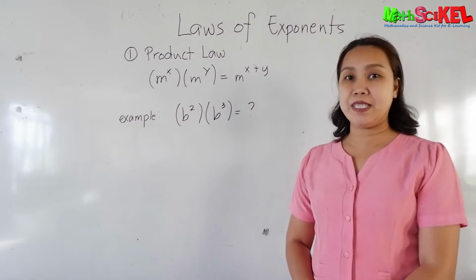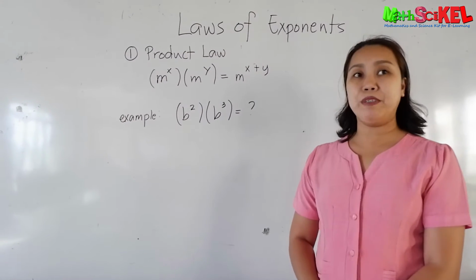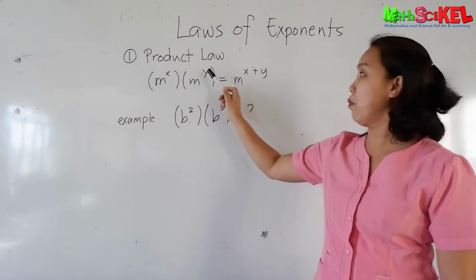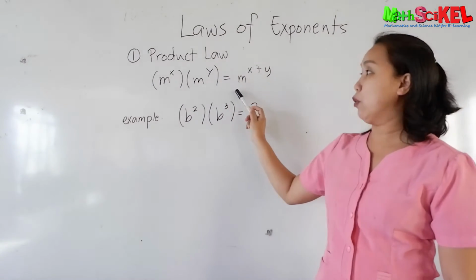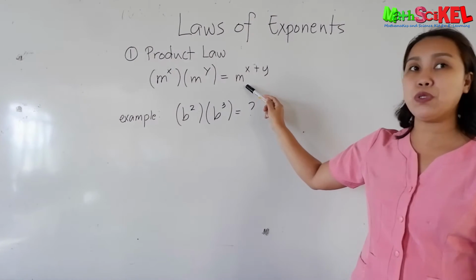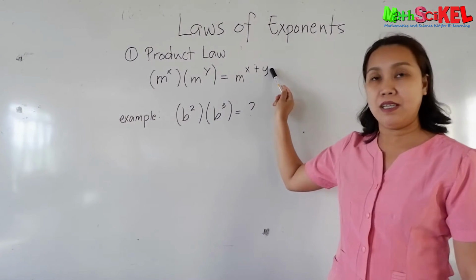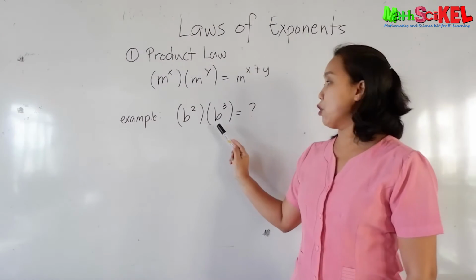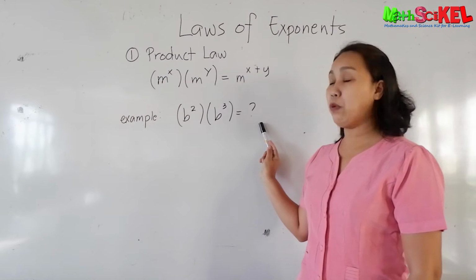Let's study the first example. We have the form m raised to x times m raised to y. As you can see, it will become m raised to x plus y. So let's have the first example: b squared times b cubed. What do you think will happen?